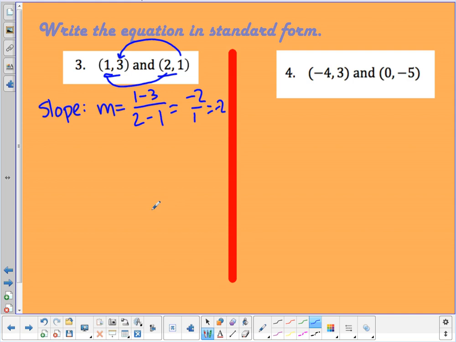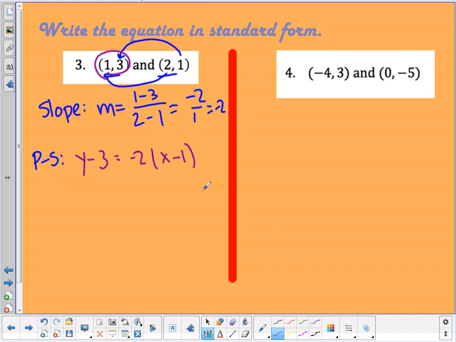Now, what can I do with that? So I used the 2 points, I found the slope. The only thing I can do with points and slope is put it in point slope form. Okay, so I'm going to do that next, point slope form. I'm just going to pick the 1, 3. It doesn't matter which one you choose. And I'm going to drop that in the point slope form. So I'd have y minus 3 is equal to -2 times x minus 1.